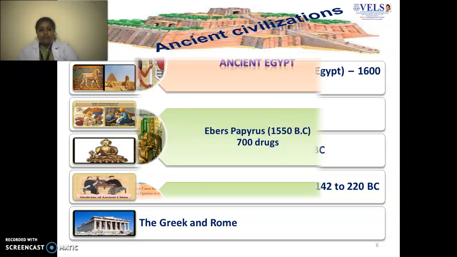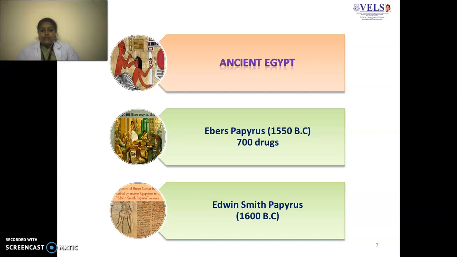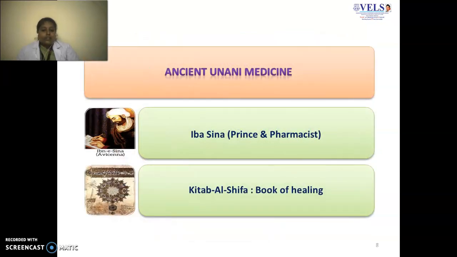In ancient Egypt, the written documents were mostly given in the form of papyrus, mentioned as the Ebers Papyrus in the period 1550 BC, where around 800 prescriptions containing 700 drugs have been described. Major contributions were made by the Edwin Smith Papyrus, discussing the medicinal activity of certain herbal products, mostly in the area of breast cancer. The ancient Unani system refers to the prince and well-known physician and pharmacist Ibn Sina, who made many contributions to the field of pharmacognosy in his book called Kitab al-Shifa, meaning the book of healing.